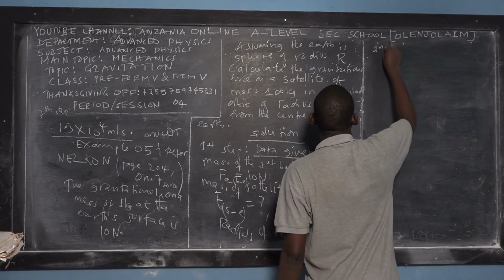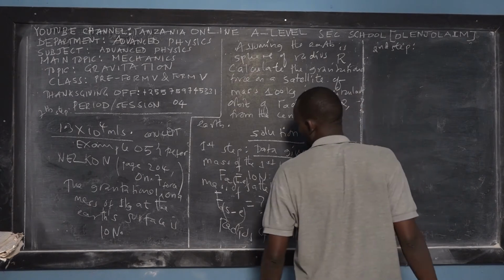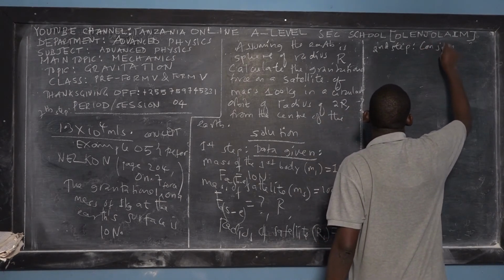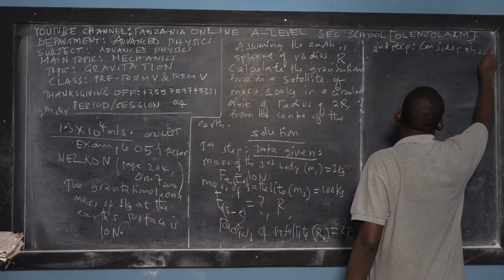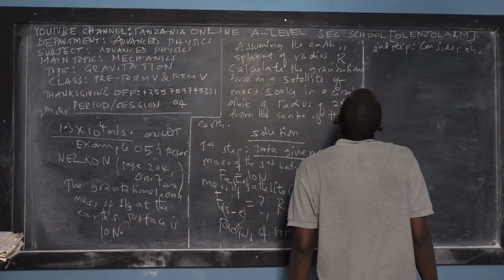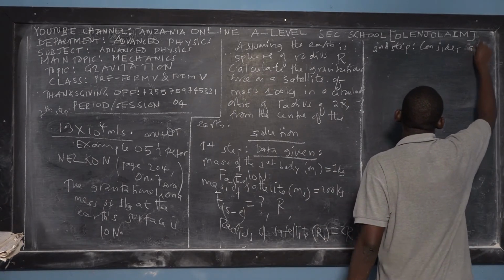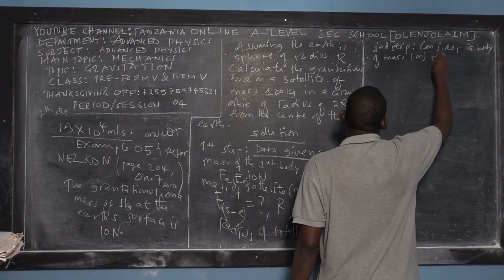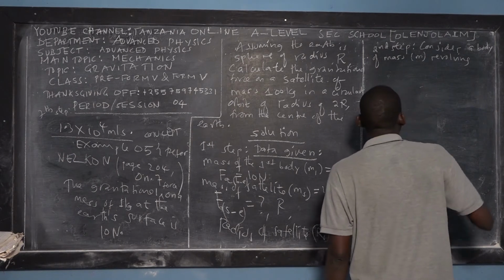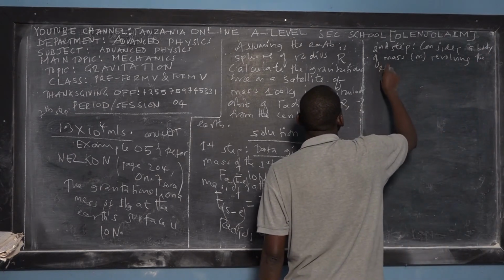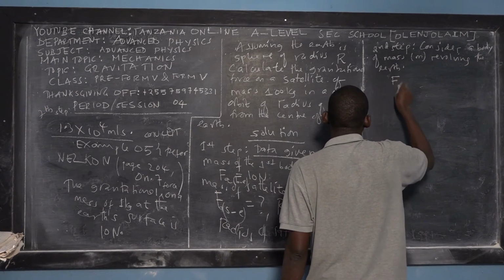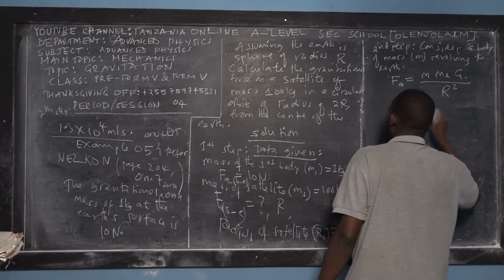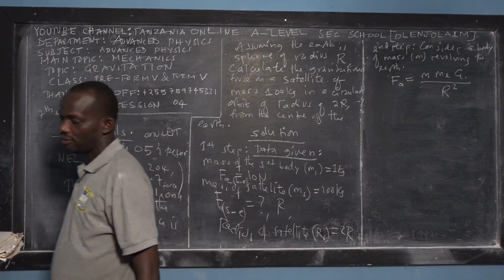So we go for the second step. We say that consider a body of mass m moving on the Earth. So the force of attraction, and in that case the mass is the mass of the Earth, is equal to the gravitational constant times the masses over the radius of the Earth squared. Right? So that's the first case.